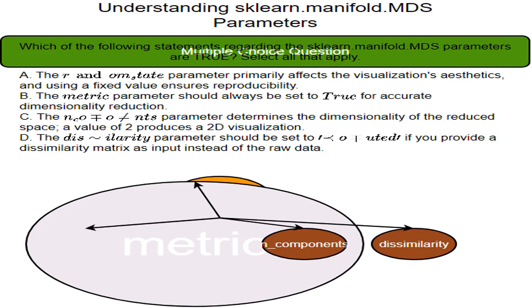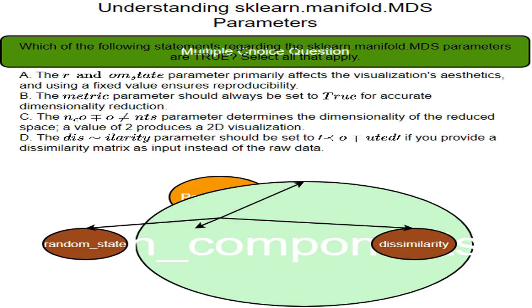This parameter tells the MDS algorithm what kind of data you're giving it. If you provide a pre-computed distance matrix, which shows the distances between all pairs of data points, set this to pre-computed. If you give it the raw data points themselves, MDS will calculate the distances. It's crucial to use pre-computed when you already have a distance matrix. Otherwise, you'll get wrong results.